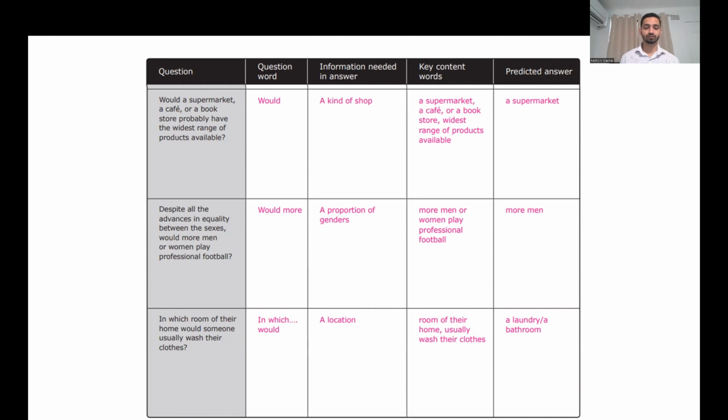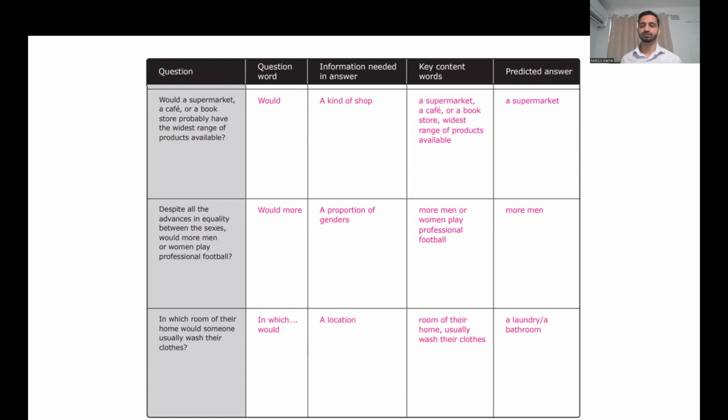In which and would are both question words. So here, in which, obviously you're looking for a room. So what are you looking for? A location, right? In which, right? And it gives you the key content words like room of their home, usually wash their clothes. These are some of the content words that help you decide what kind of room it could be.